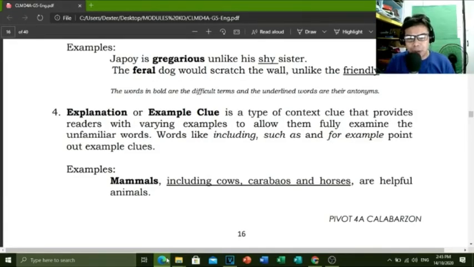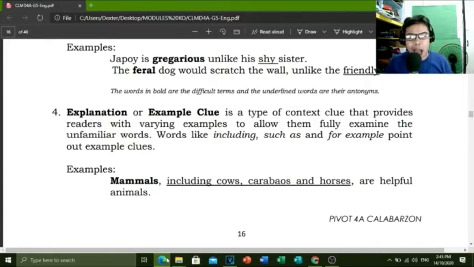Explanation or example clue is a type of context clue that provides readers with varying examples to allow them to fully examine the unfamiliar words. Words like including, such as, and for example, point out example clues. So in this type, for example, you've encountered an unfamiliar word while you are reading, and for you to find out what is meant by that word, you are given examples related to that unfamiliar word. Did you understand? Okay, so let us read this example.